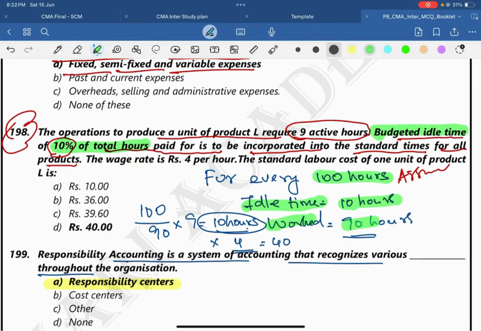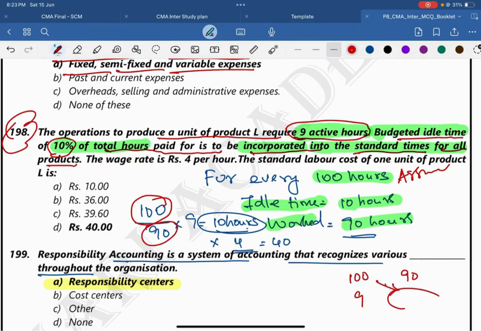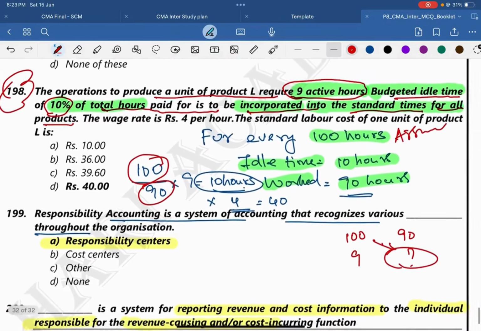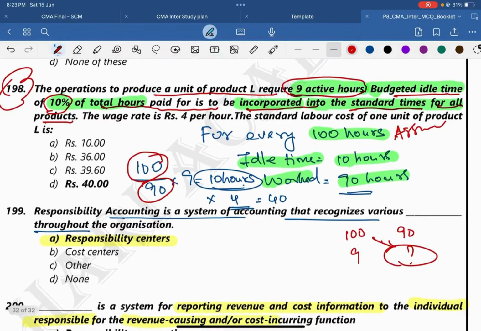Then hours of work is what? 90 hours. What they say, this 10% of total hours paid is to be incorporated into the standard time for all. So they have given 9 active hours. On that 9 active hours, I need to incorporate this. For 9 active hours, 100 divided by 90. For that 100, I am getting 90 hours. For 9 hours, how will I get? So I need to get this value.